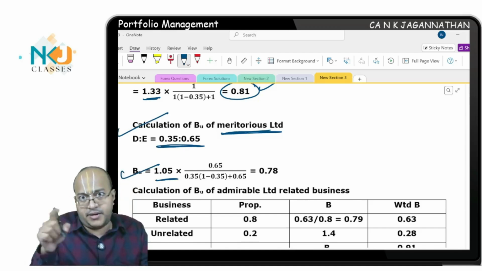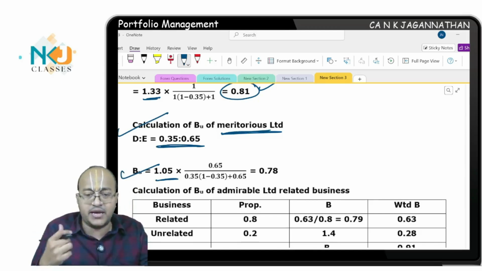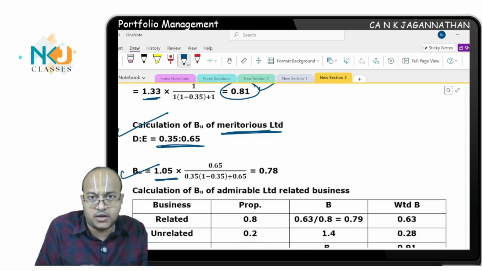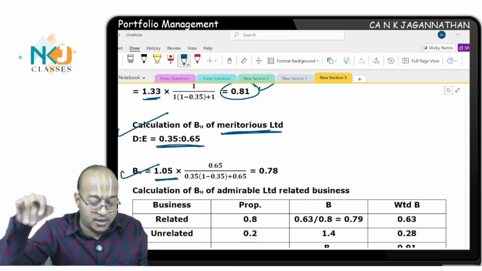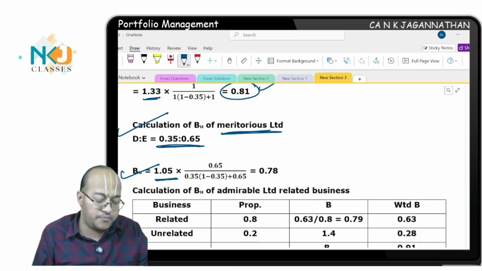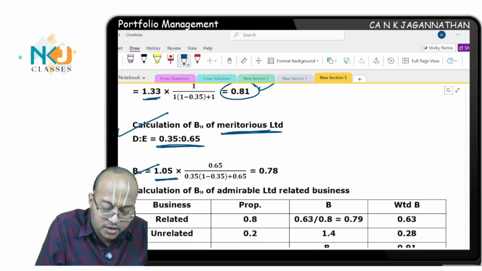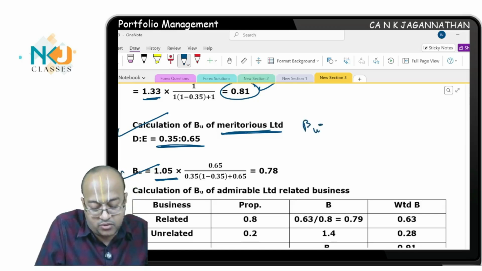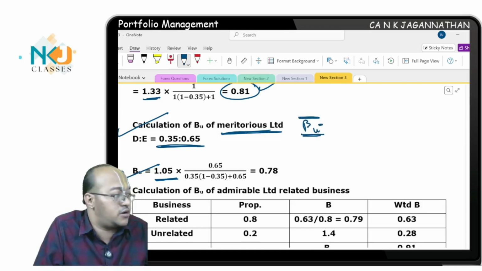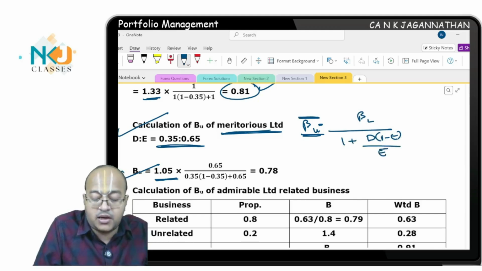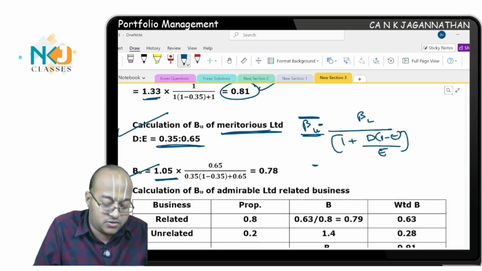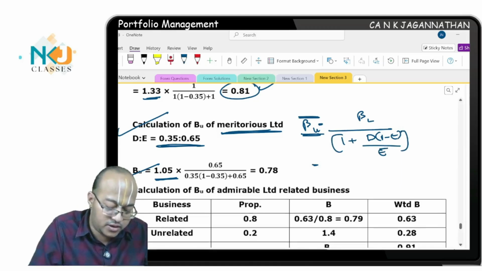1 plus debt by equity, divided by this number. Are you listening? 1 minus T. How can this formula be rewritten? Beta unlevered is equal to beta levered, you are going from levered to unlevered. Are you understanding? Which means beta levered divided by 1 plus debt into 1 minus T, with tax, divided by equity. How to do it? Very simple. So beta levered is how much?